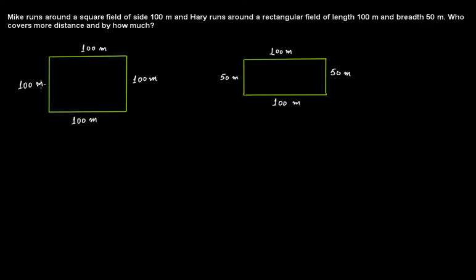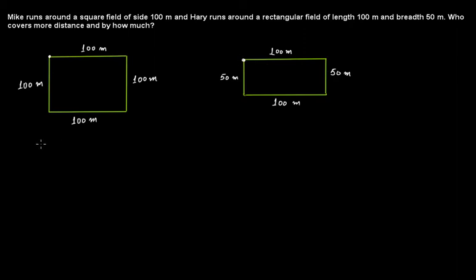Now, if Mike is running around this square field, he starts from here and takes one complete round. In this case, Harry starts from here and takes one complete round. So of course, the distance covered will be this one and this one. That's what a perimeter is.